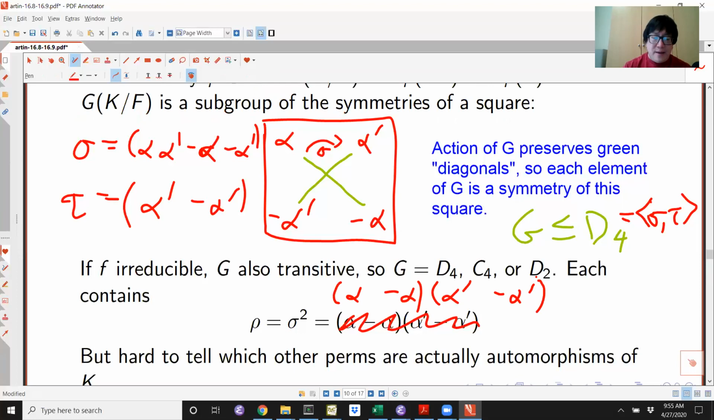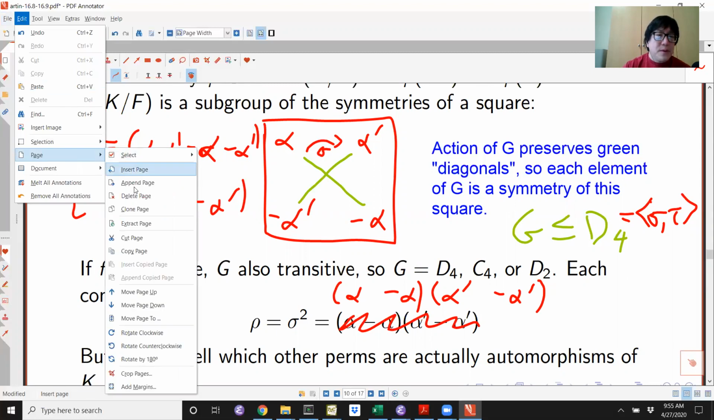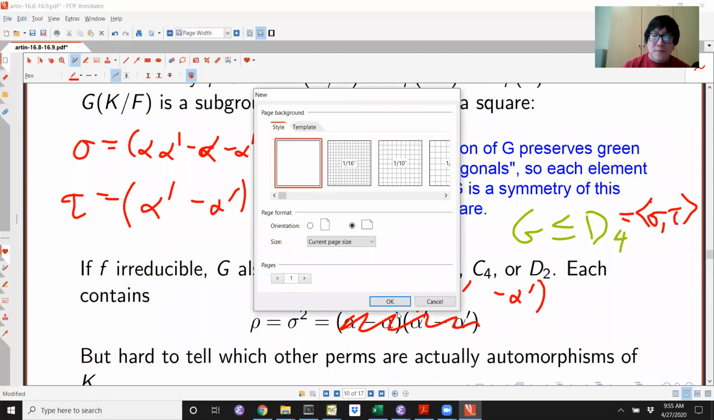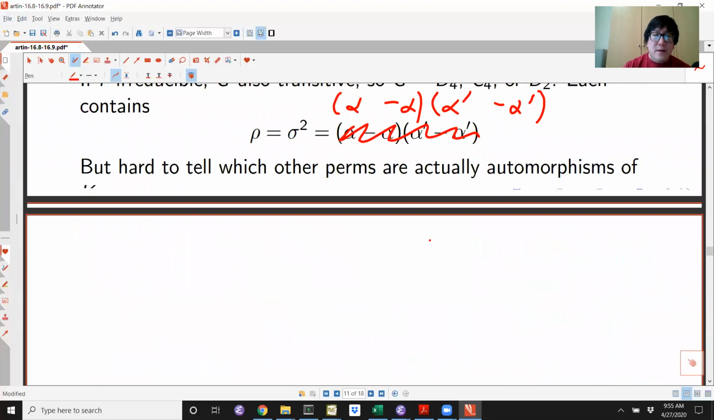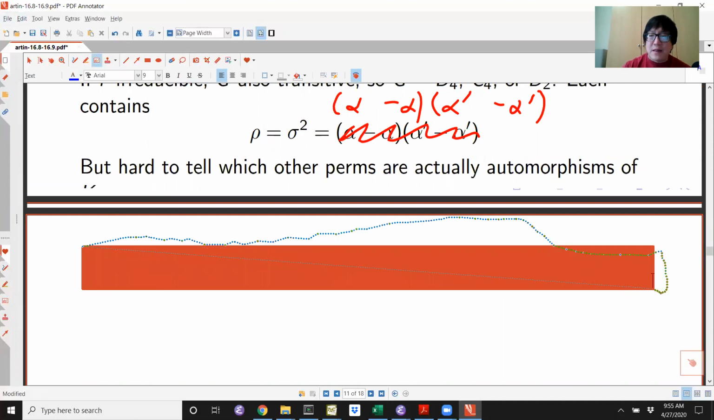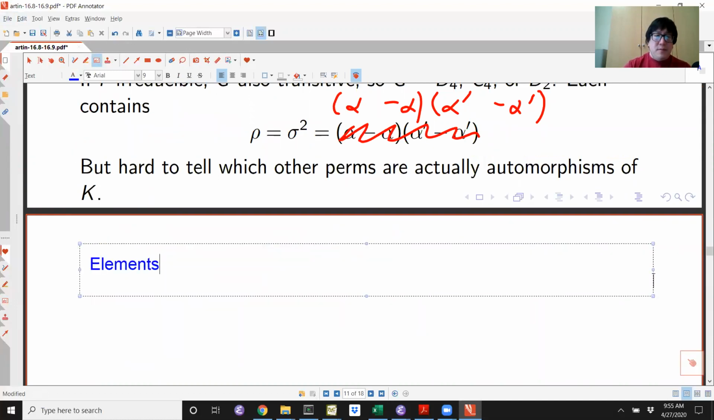I bet that this permutation notation, now I see why Artin numbered them 1, 2, 3, 4. But okay, let me write this out a little more clearly here. Let me just write the same elements of that particular D4 in better handwriting.